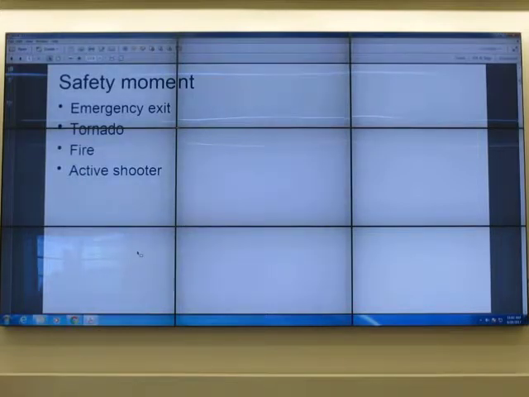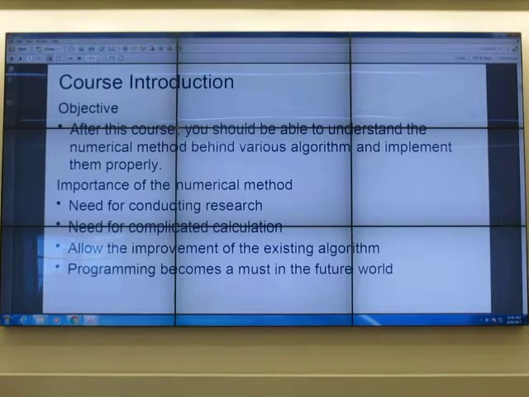For fire, you walk outside. And for an active shooter, you call police when it is safe to do so. If it's not safe, you don't call police yet, and you run. Of course. So the objective of this course: after this course, you should be able to understand the numerical method and algorithm and how to implement it. And the importance of numerical method, you should understand it too.